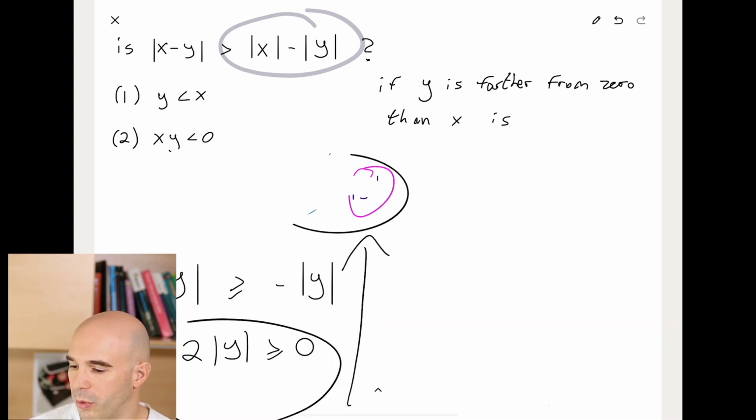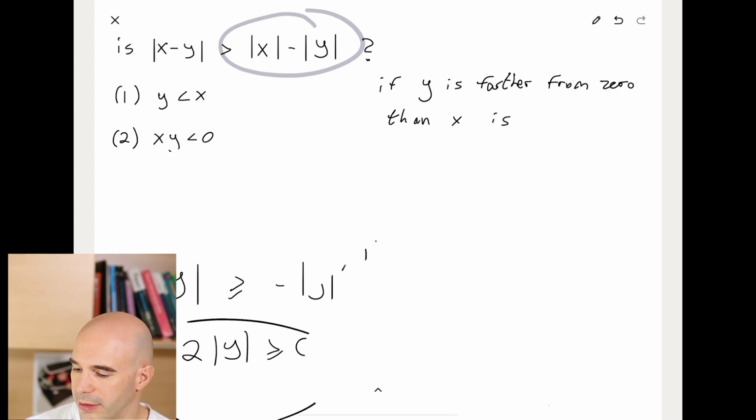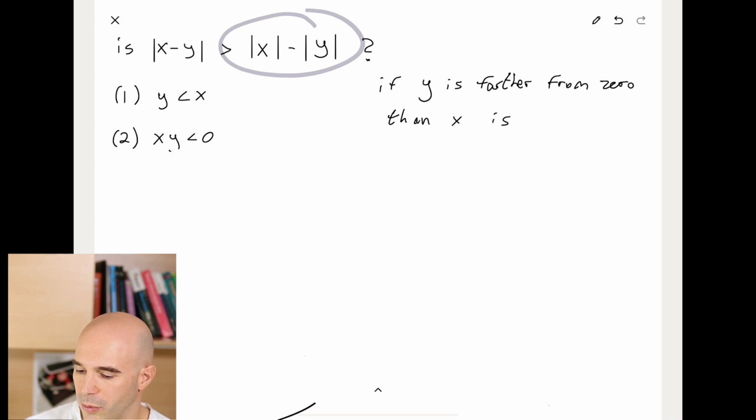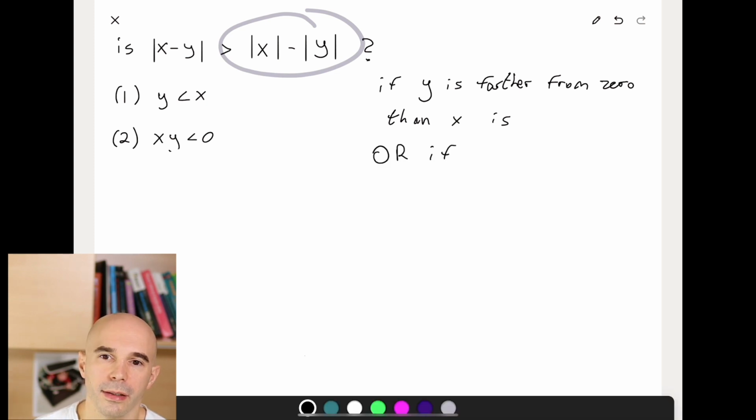We already wrote down one conclusion, which is if y is farther from 0 than x is, then that's an automatic yes. What if it's the other way around? What if x is farther away from 0 than y is? You'd still get a yes if what? I'll give you a little reminder here.